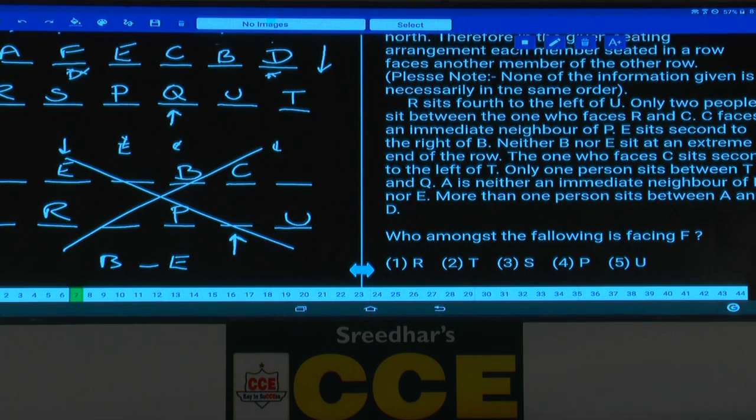Then question number 7, who among the following is facing F? S, tell me who is facing F here? S, that is choice 3. Then question number 8, who among the following is facing U? Who is facing U here?